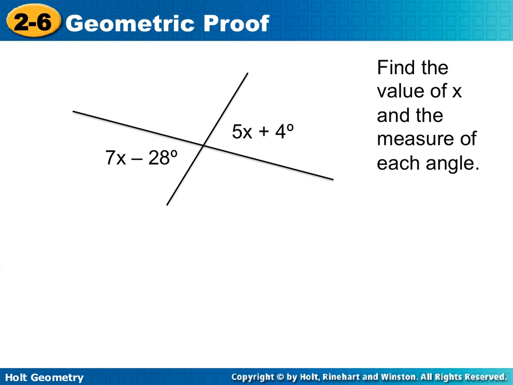Here's an example of a problem that might be in your book related to this theorem. How would you find x? 7x minus 28 equals 5x plus 4. They have to equal each other. Correct. That's what our theorem's saying. So do a little algebra right now. You're solving. And find the measure of each angle after you think you know what x is.